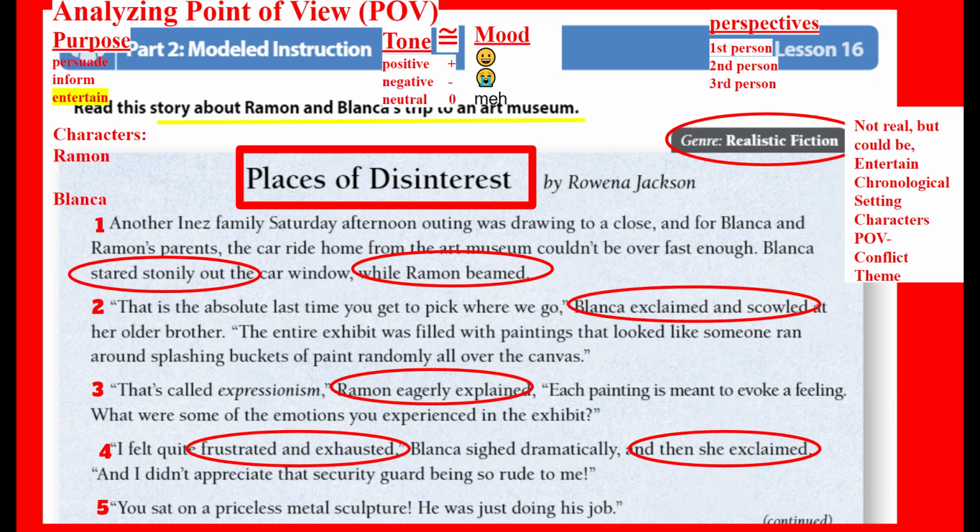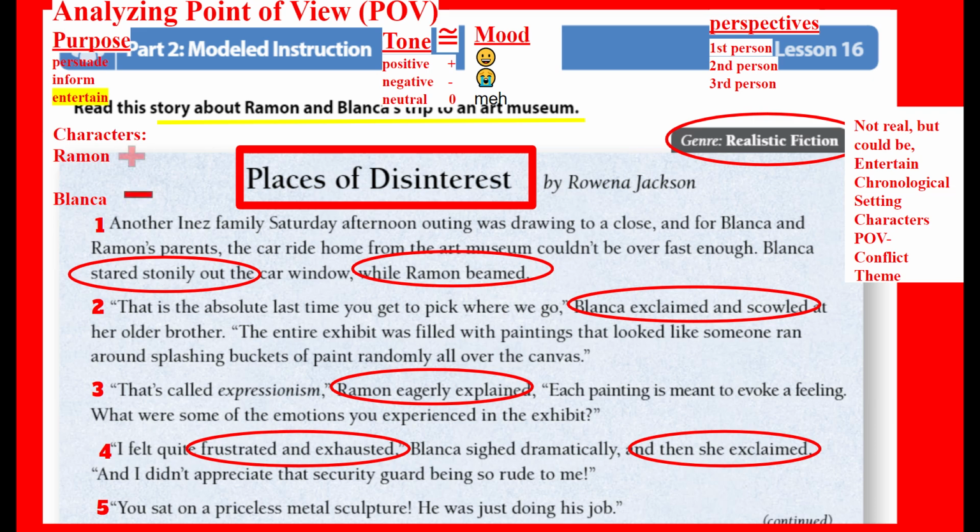So, if he is eagerly explaining something, do you think he's excited about it? I would say probably so. If you are very interested in something and you are eagerly explaining about it, you're excited to tell people what you know about it. And right now, that's Raymond. He knows a lot about expressionism, and he is excited to let us know that.